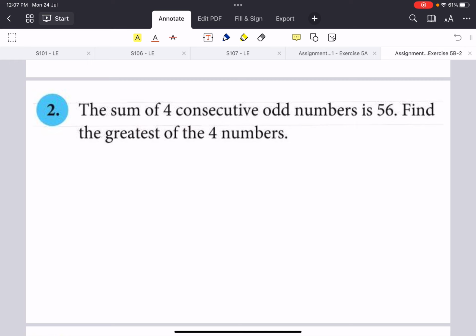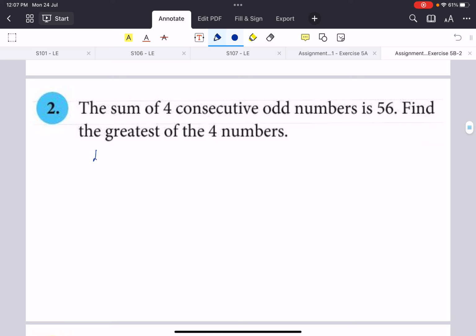So what I can do is first define, right? Let x be the greatest of the four numbers. So what this means is that the other numbers will be x minus 2, x minus 4, and x minus 6, right? So now what I'm going to do is the sum.